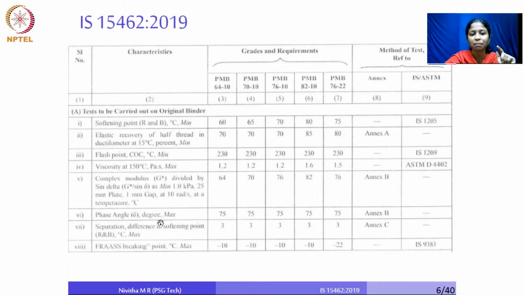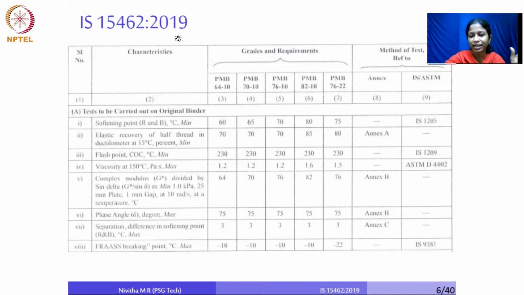The other additional parameter which is given here is the phase angle. The phase angle basically gives you an idea of the extent of elastic and viscous components that are present in this material. We know that the phase angle is 0 for a purely elastic material, and it is 90 degrees for a purely viscous material. So depending on the phase angle value, we can know whether it is tending towards a more elastic kind of a response or towards a viscous kind of a response.